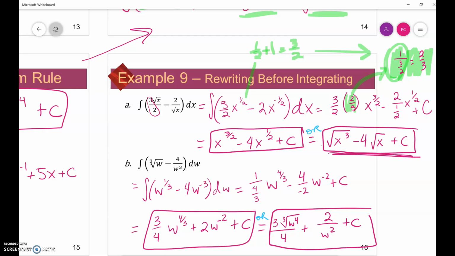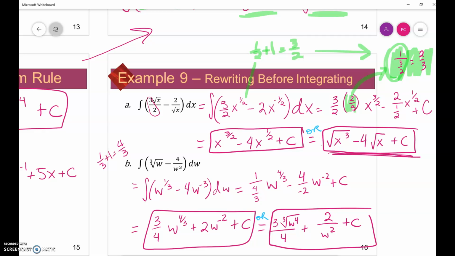All right, on part B, if you take the integral of the cubed root of w minus 4 over w cubed dw and rewrite that, we would have the integral of the quantity w to the 1/3 minus 4w to the negative 3 dw. And again, we can integrate that. If I'm integrating w to the 1/3, that would be 1 over 4/3, because 1/3 plus 1 equals 4/3. So 1 over 4/3, w to the 4/3, minus 4 over negative 2, w to the negative 2, plus c. If we simplify, we end up with 3/4 w to the 4/3, plus 2 w to the negative 2, plus c.